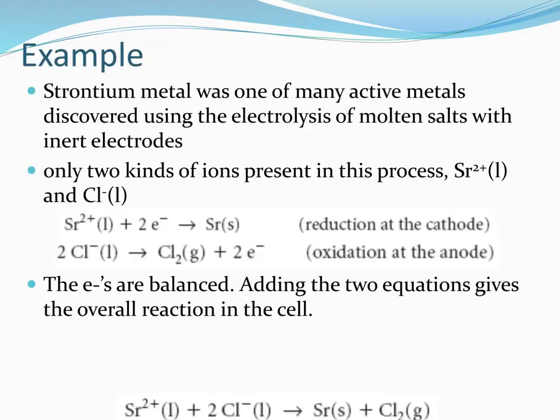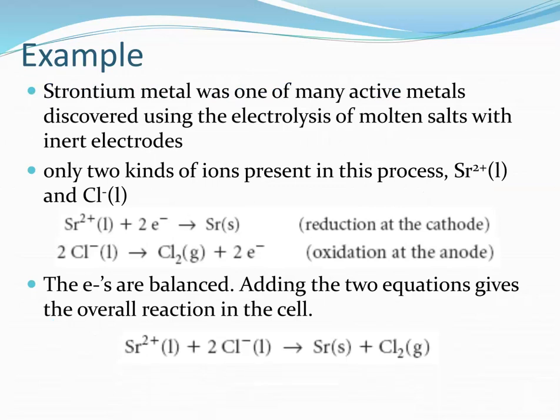For an example, molten strontium chloride can be used to create pure strontium metal. In the molten state, the ions are available to participate in the redox reaction, just as if it was dissolved in water. This process solves the problem of the strontium being a weaker oxidizing agent. Here the two half reactions are balanced and the net reaction is shown.